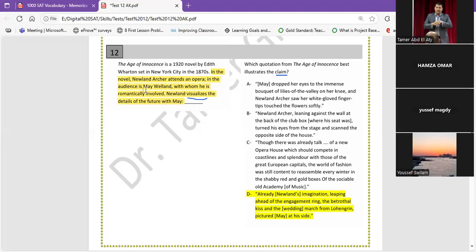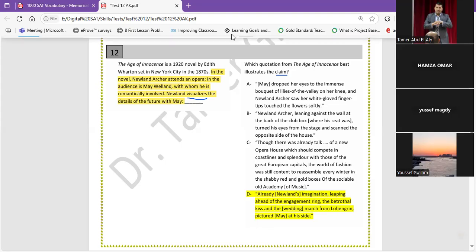In the novel, Newland Archer attends an opera. In the audience is May Welland, with whom he is romantically involved. There is a love story between them. Newland visualizes the details of the future with May. I need now Newland visualize what will happen in the future with May. That he is in a kind of love affair with her.